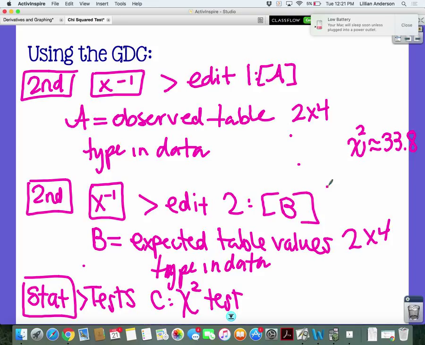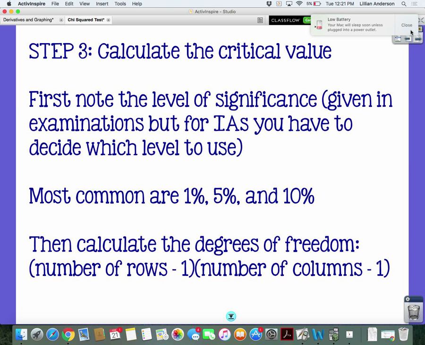Those are the three blue lines, right? Those are the degrees of freedom. The three blue lines. It all adds up. 5%. Alright, so step 3.